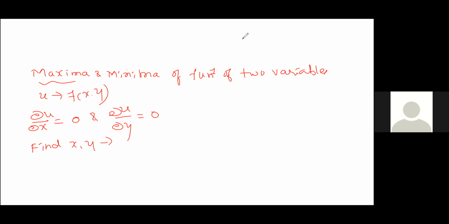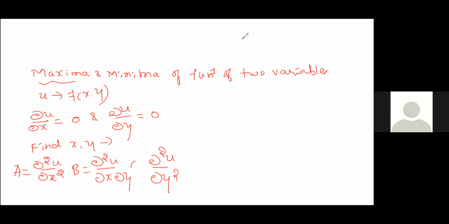Find x and y by using the equations dou u by dou x equals 0 and dou u by dou y equals 0. After that, you have to find the second order derivatives: dou square u by dou x square, dou square u by dou x dou y, and dou square u by dou y square. I will take the first one as A, the second one as B, and the third one as C. After finding the A, B, C values, you have to find AC minus B square.